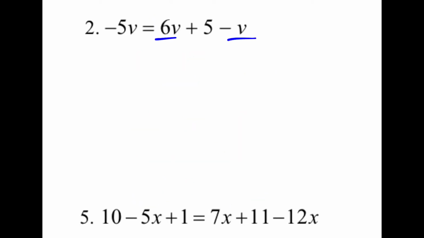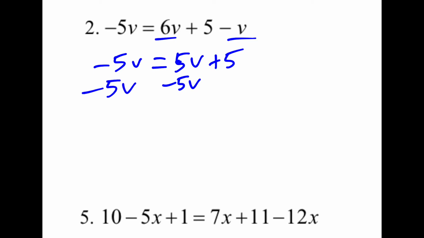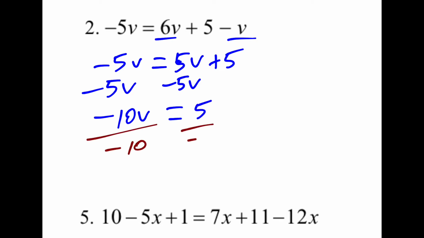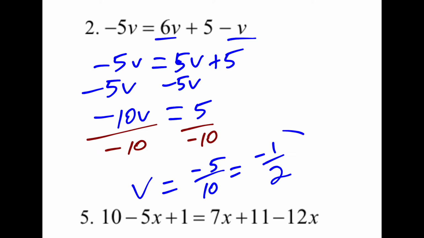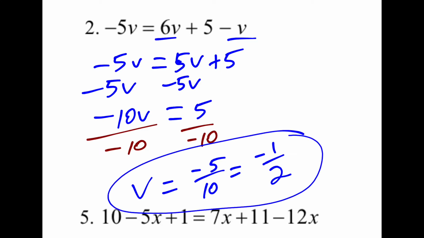Here I have like terms, so before I move on, I should combine them. I can write that -5v is equal to a positive 5v plus 5. And this is where some people make a mistake because of the signs, and they subtract 5v and they get 0 and they're not sure where to go. But if you are subtracting 5v on the left, that brings you actually to -10v. Then when you divide by a negative 10, v is equal to negative 5 over 10, or negative 1 over 2. So the negative kind of just floats to the top.